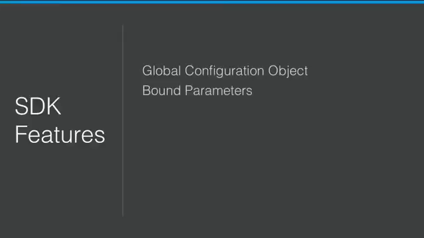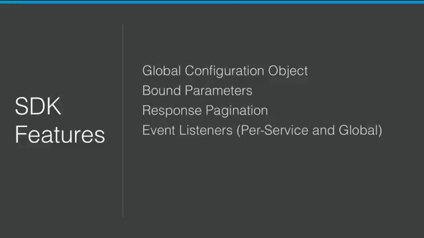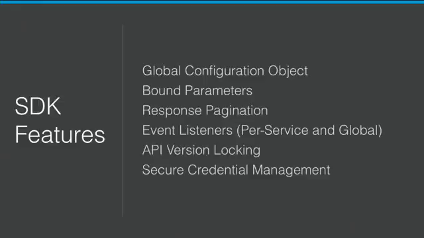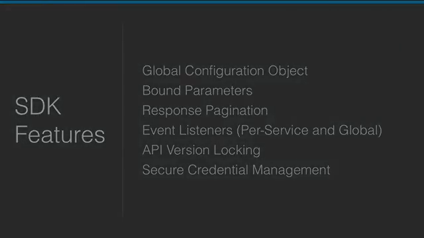So some of the SDK features that we've added over the last year, and that I think are really exciting, are the global configuration object we just talked about. There's also bound parameters, which allow you to send a parameter on each operation that you call for a service object. We'll look at that in a second. We have response pagination, event listeners, API version locking, and secure credential management. So rather than talk about all these things, because talking is boring, let's just load up a terminal and start coding.